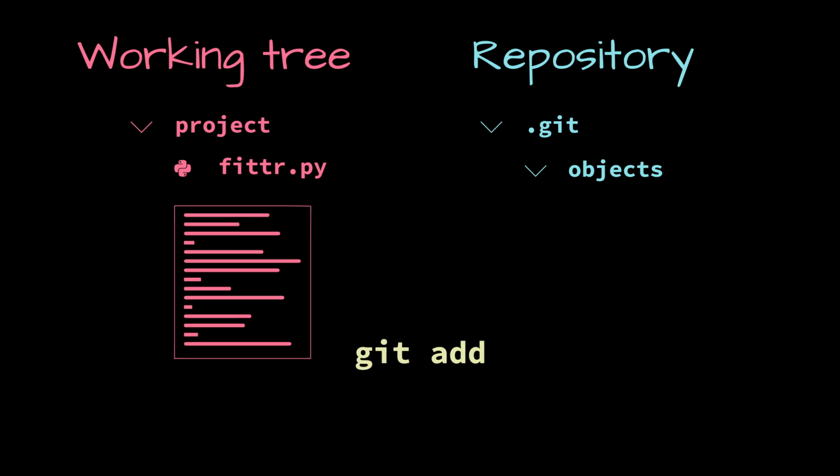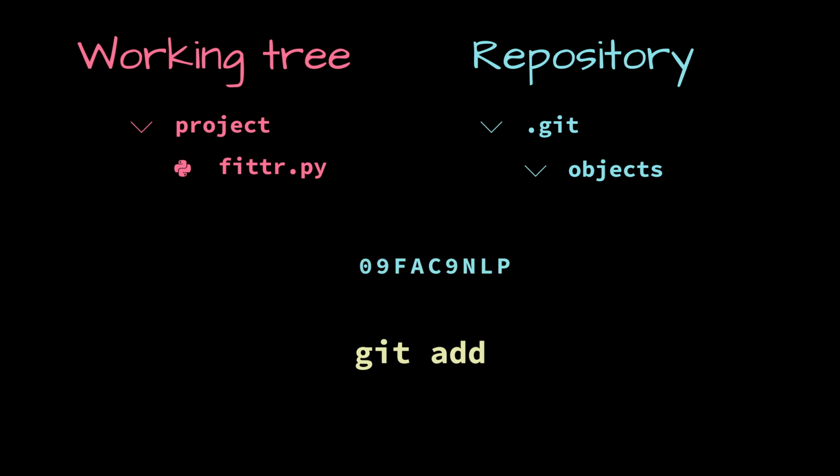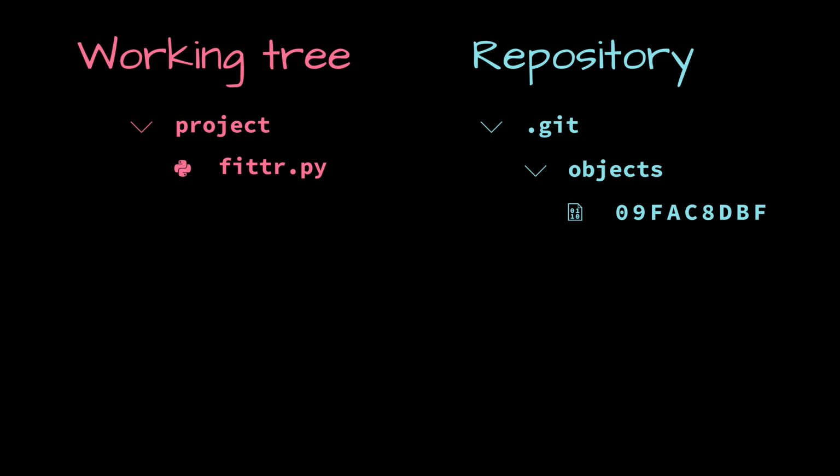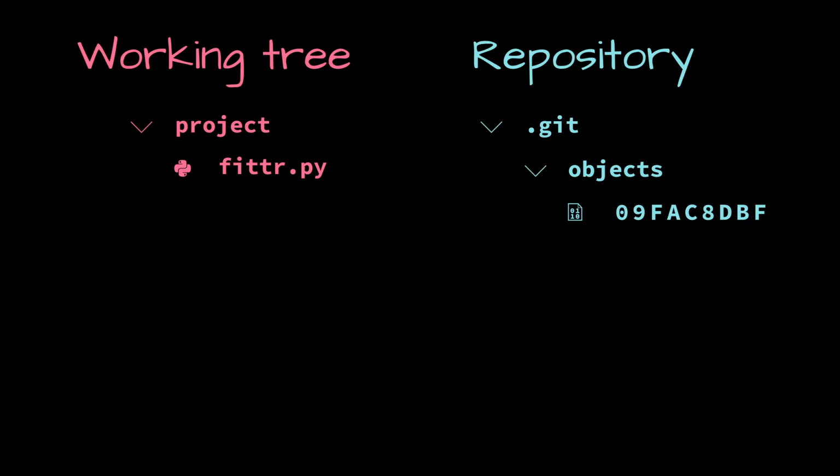Git creates a copy of the file, adds a little bit of metadata to it, and saves that into the repository using the checksum as file name. More specifically, it stores it under the objects subdirectory. And that, ladies and gentlemen, is the blob. So every time you git add something, Git calculates the checksum of the content, and if there is no blob with that name yet, Git simply adds a new blob with that checksum as file name.